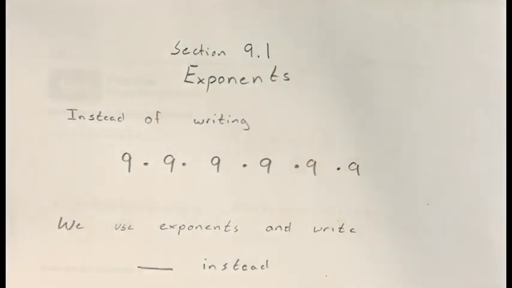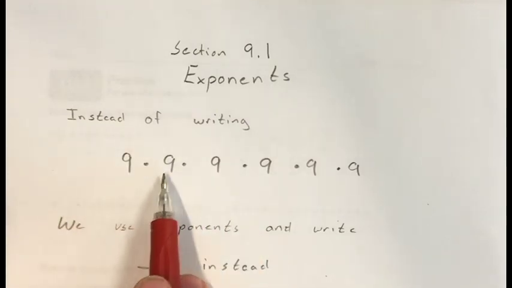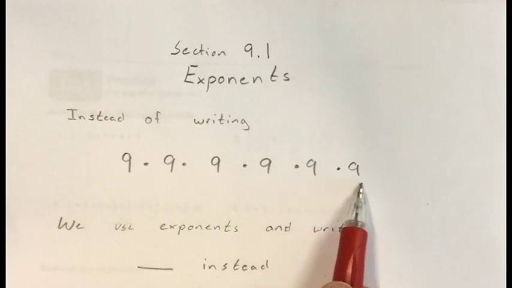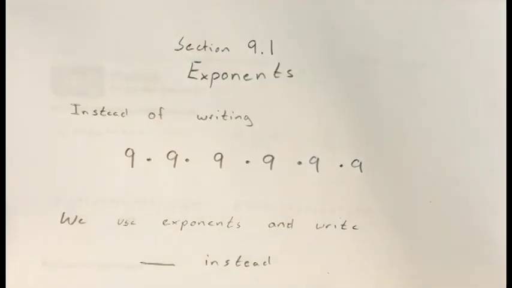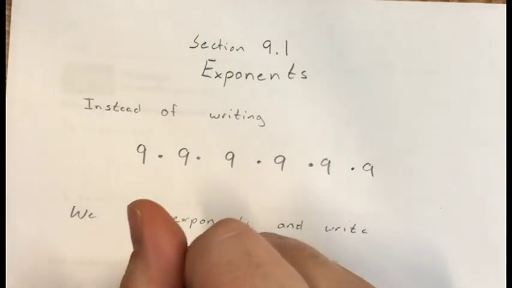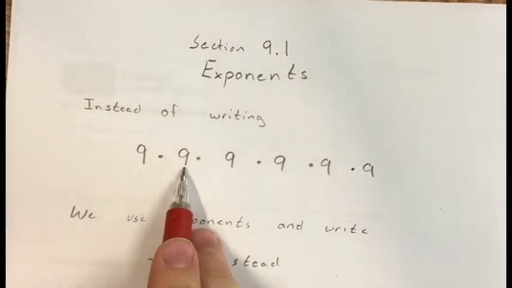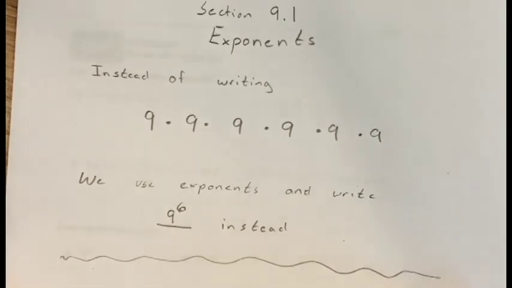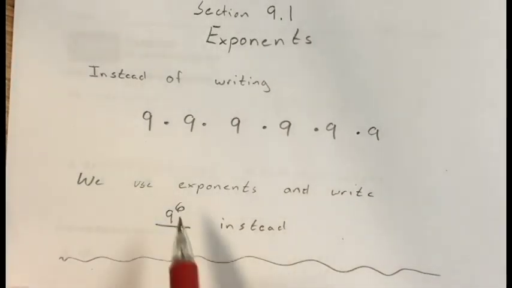So in this video, we're going to be talking about exponents. This probably is a little bit of review for you, but we're going to go through it anyway. Instead of writing 9 times 9 times 9 times 9 times 9 times 9 times 9, which gets a little bit aggravating, we use exponents and we can write it as 9 to the 1, 2, 3, 4, 5, 6 power instead. And what I just did is I just simplified things.